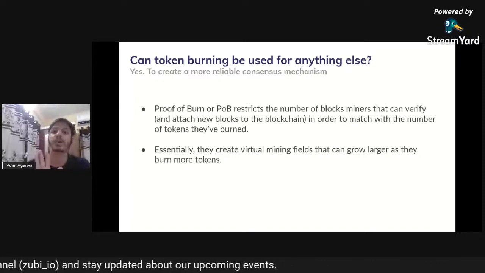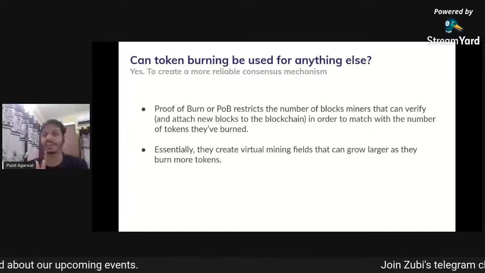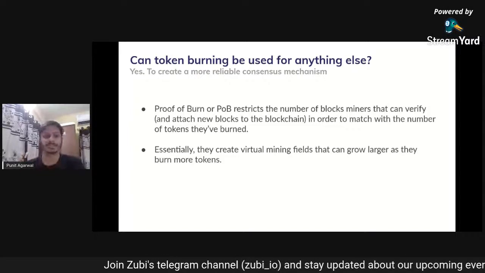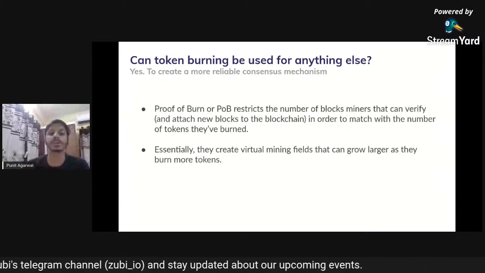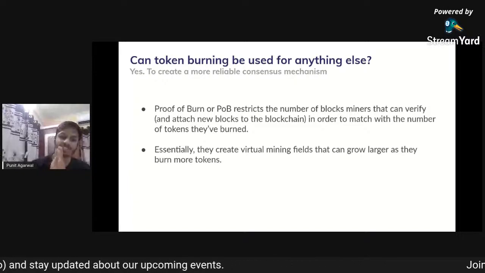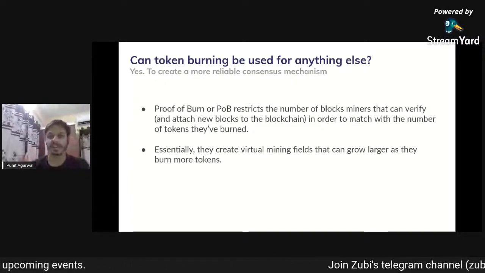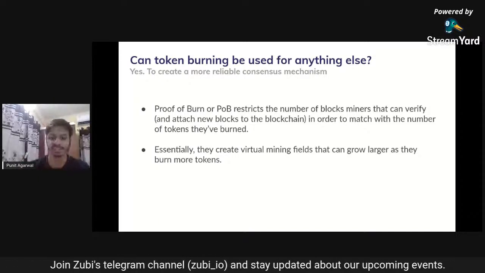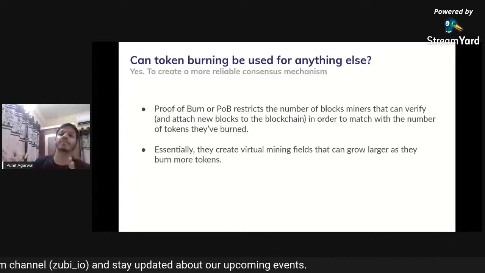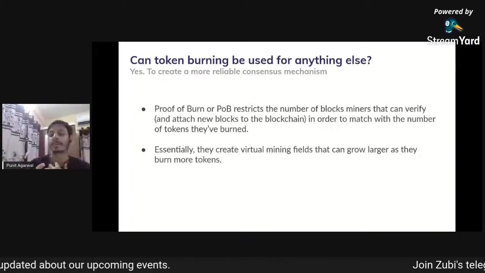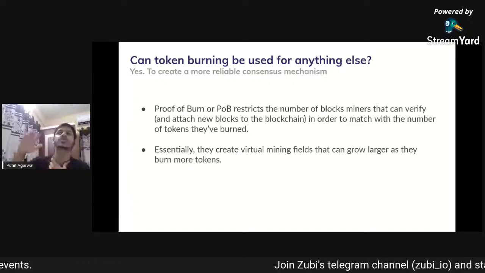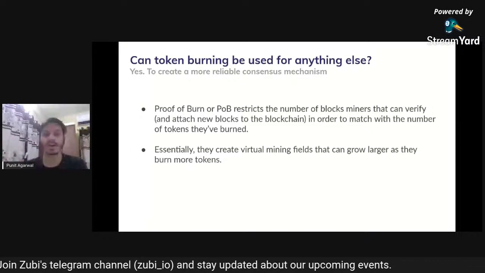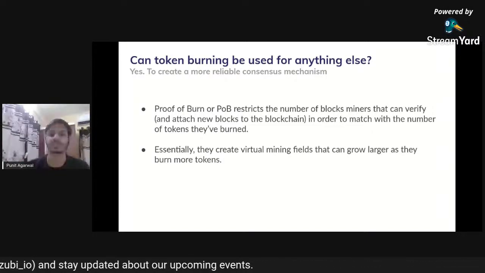So with the same concept of token burn, there is a consensus mechanism called proof of burn that works on this. Essentially, they create virtual mining fields that can grow larger as they burn more tokens. So once the burning of transactions works, the system would be light, since there are just a limited number of people mining it. And with this, you can actually have virtual mining set up instead of having the large mining farms.